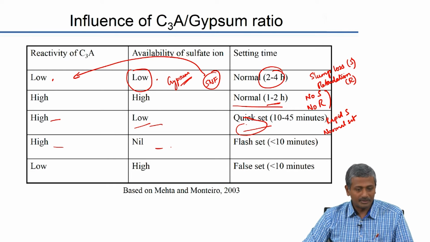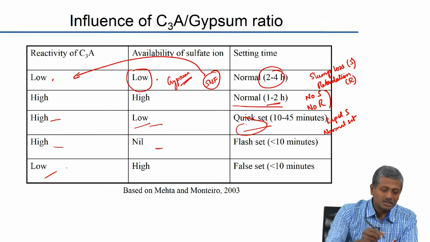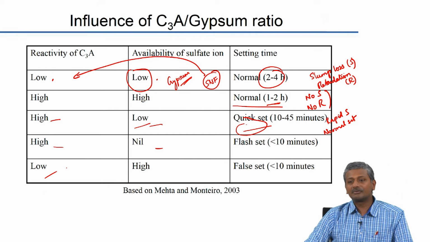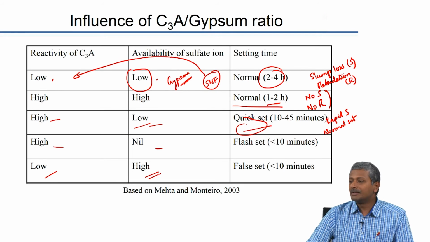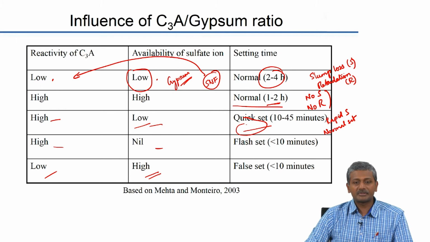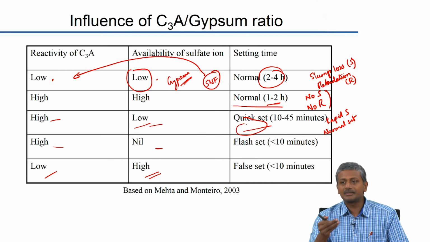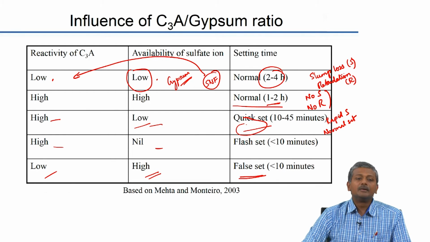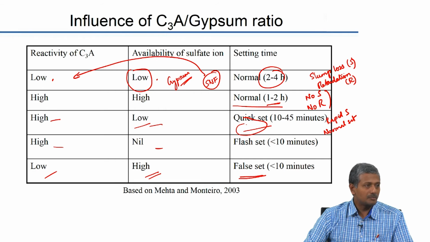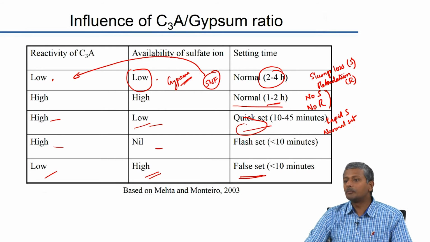What about this condition when you have a low reactivity of C3A and a high availability of sulfate ion? That means you have a lot of anhydrite and hemihydrate present in the system. So as we discussed earlier, this will lead to the false set condition, which happens within 10 minutes, but this set is getting broken down, right. By further agitation of the mix, you will break down the false set.